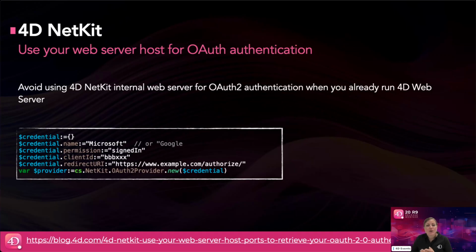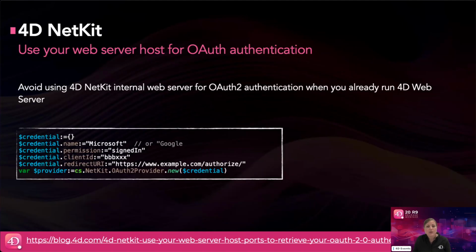So now let's talk about 4D NetKit. From the beginning, its goal has been to make OAuth 2, Google, and Microsoft 365 integration easier for 4D desktop applications. And that's why it includes in its own little web server. It takes care of the back and forth with the OAuth 2 services for you. But if your app is mainly or only web-based, you might not need that extra web server at all.